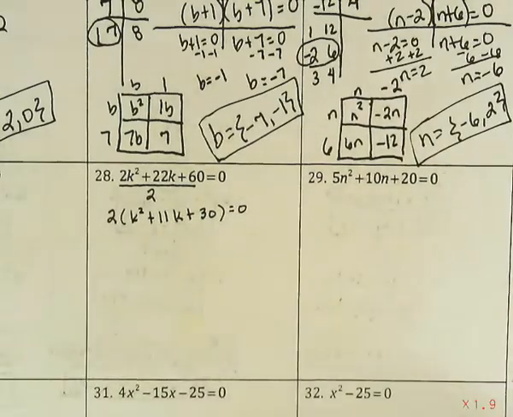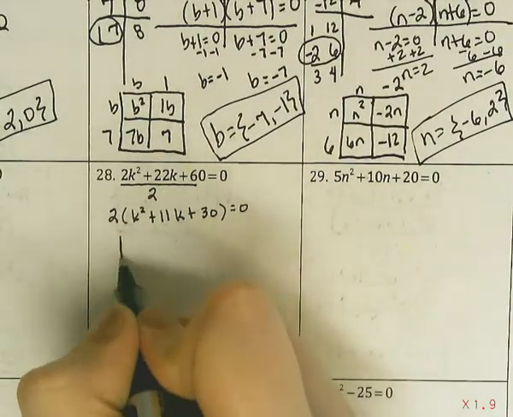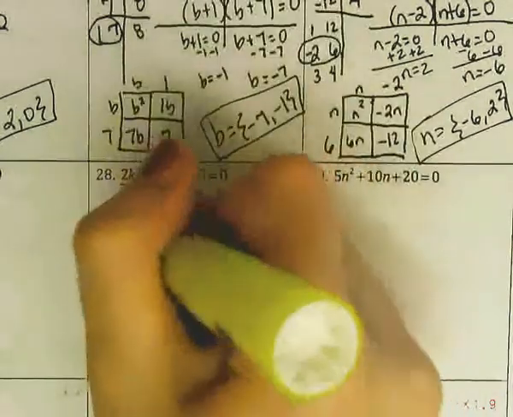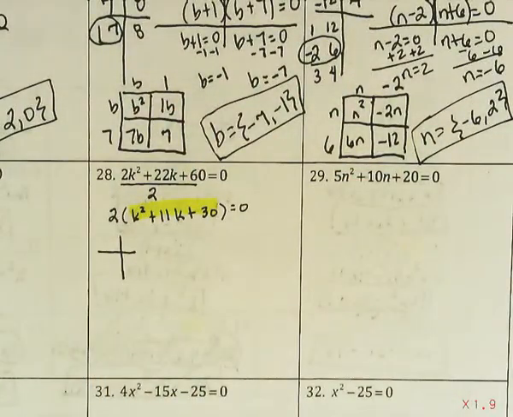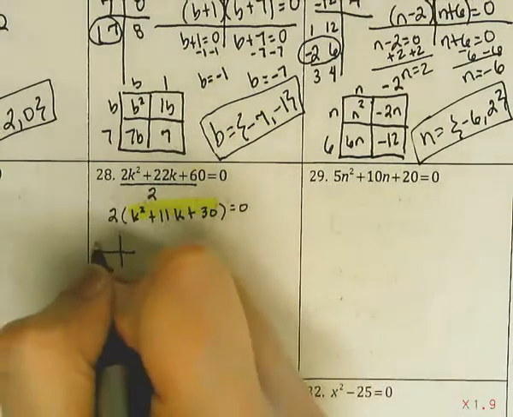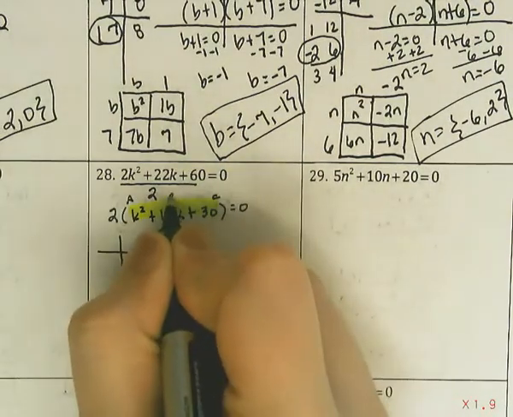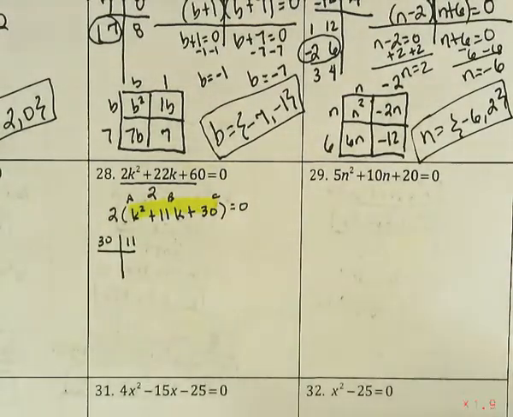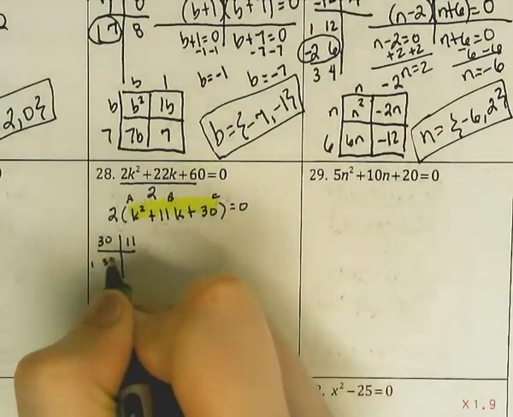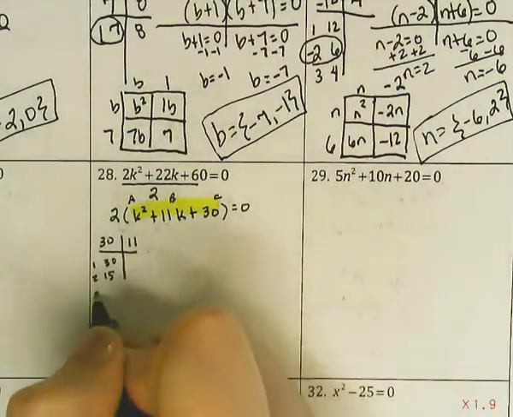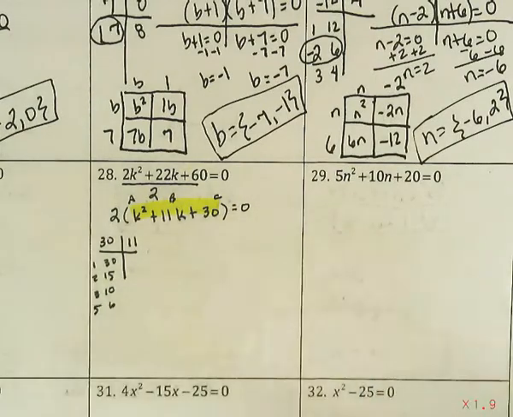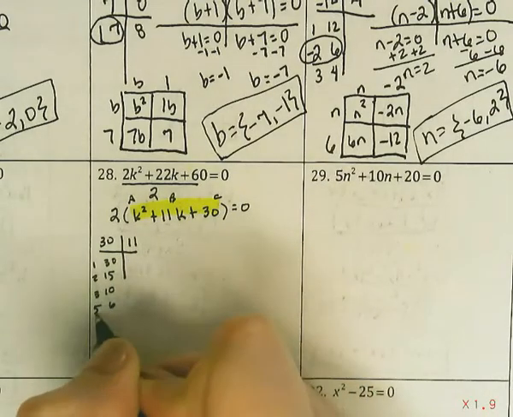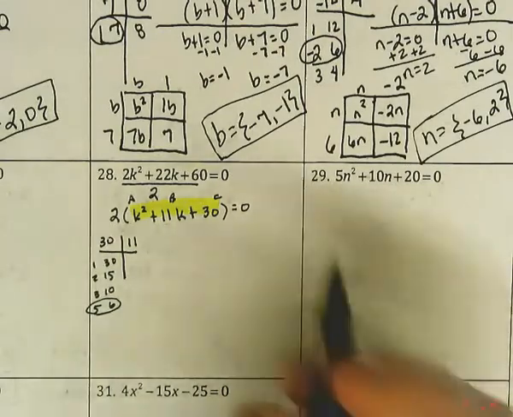That still equals 0. I'm still doing my ACB chart. So A times C, I'm just looking at what is inside of those parentheses. So I have A times C, so 1 times 30. And I need to find something to multiply to get 30 and add to get 11. So say I didn't know, I could say 1 times 30, 2 times 15, 3 times 10, 5 times 6. 1 plus 30 is 31, 17, 13, we're looking for 11. 5 plus 6 is 11.